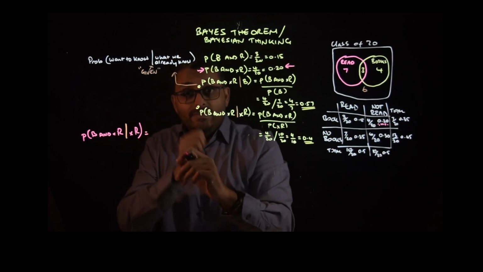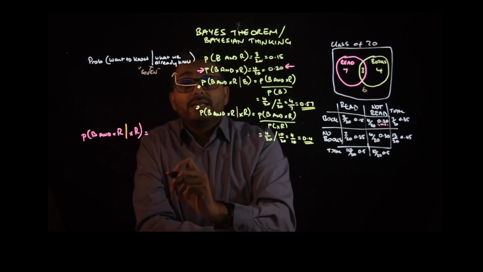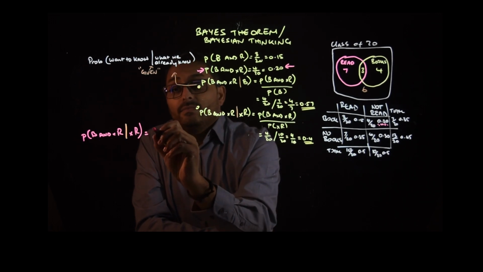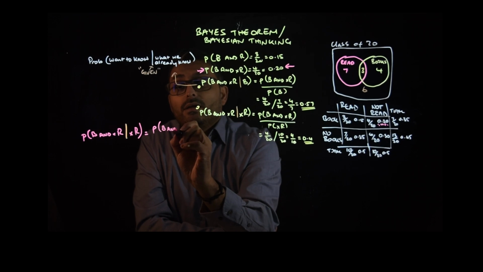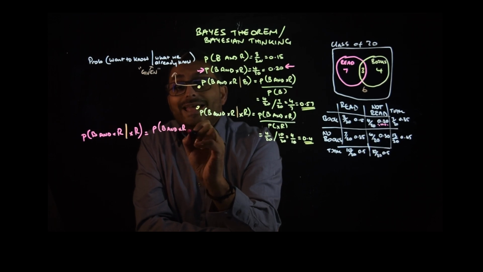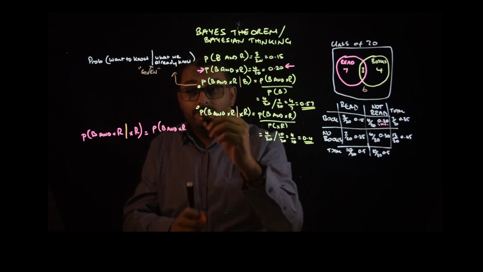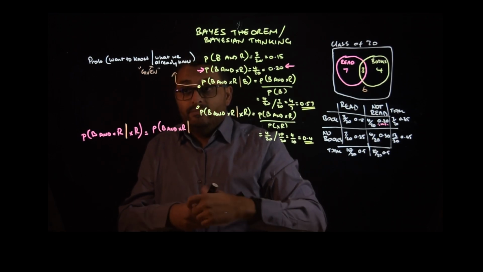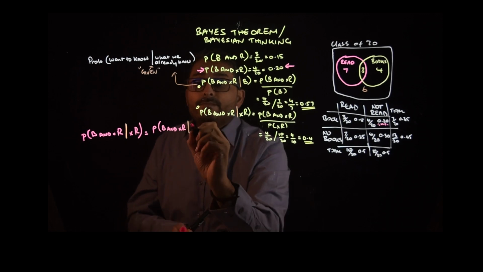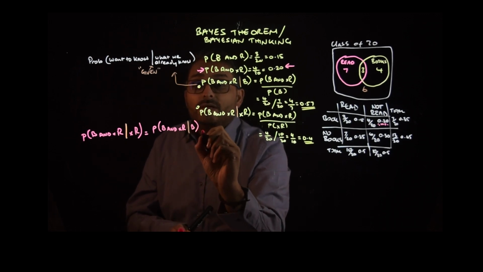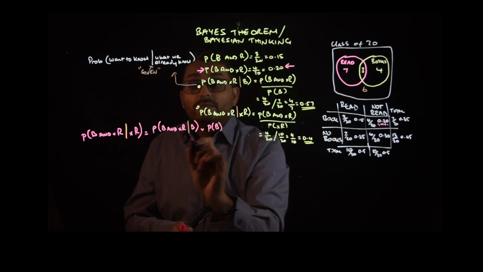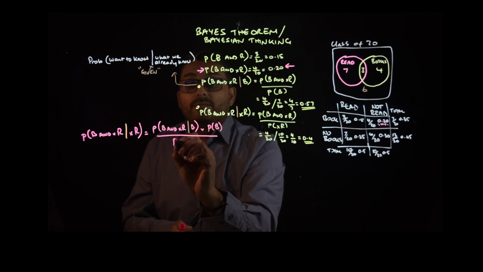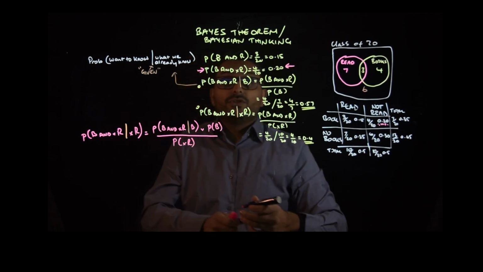Now, previously I would have just put that portion on the top, but we don't know what that portion is. So the way we get around that is by saying it is the probability that they own a book and don't like to read, given we know they have a book, multiplied by the probability that they have a book, all divided by the probability that we know they don't read.